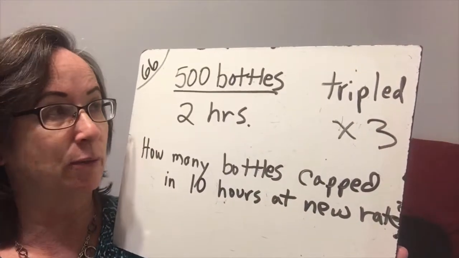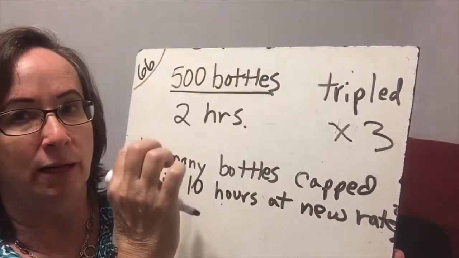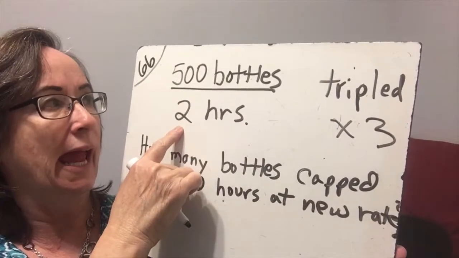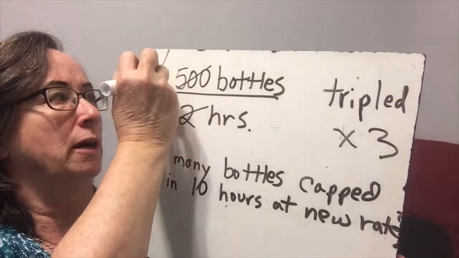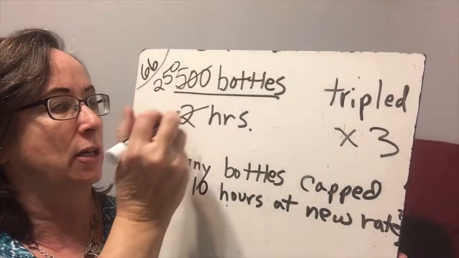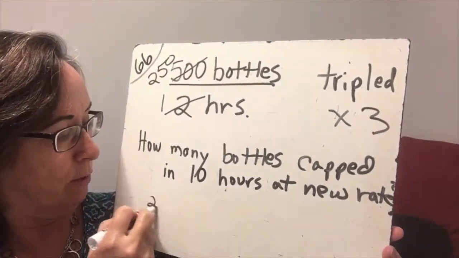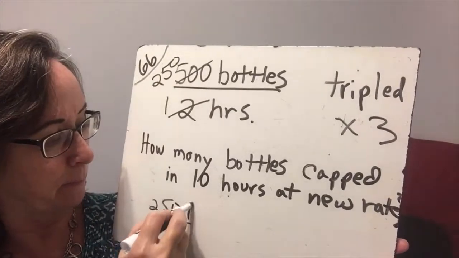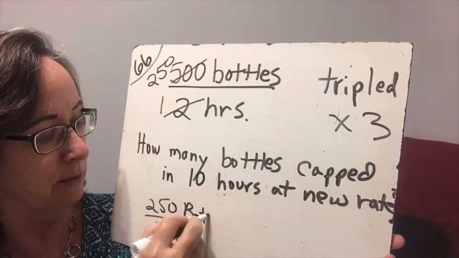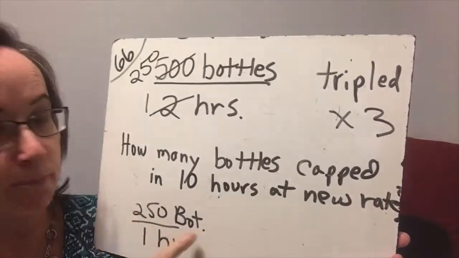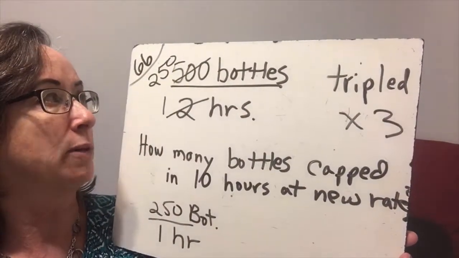So the first thing we have to do is find out what our new rate is. So couldn't we take our 500 over 2 and cancel by 2? 500 divided by 2 is 250, and 2 divided by 2 is just 1. So we have 250 bottles every hour. Okay, so 250 bottles every 1 hour, because we just simplified that rate.